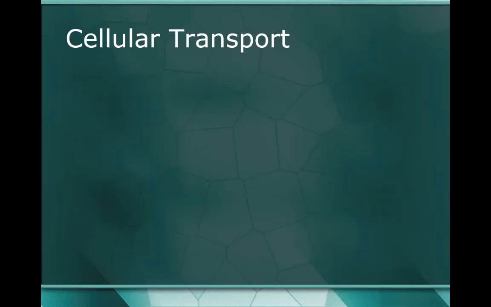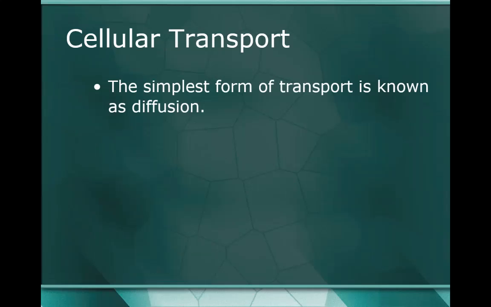So, what is cell transport? Well, at the simplest level, it's simply moving something from one side of the membrane, outside the cell, to the inside of the cell on the other side of the membrane. And the simplest form of transport is known as diffusion. So let's define diffusion right here. You'll probably want to get this in your notes.